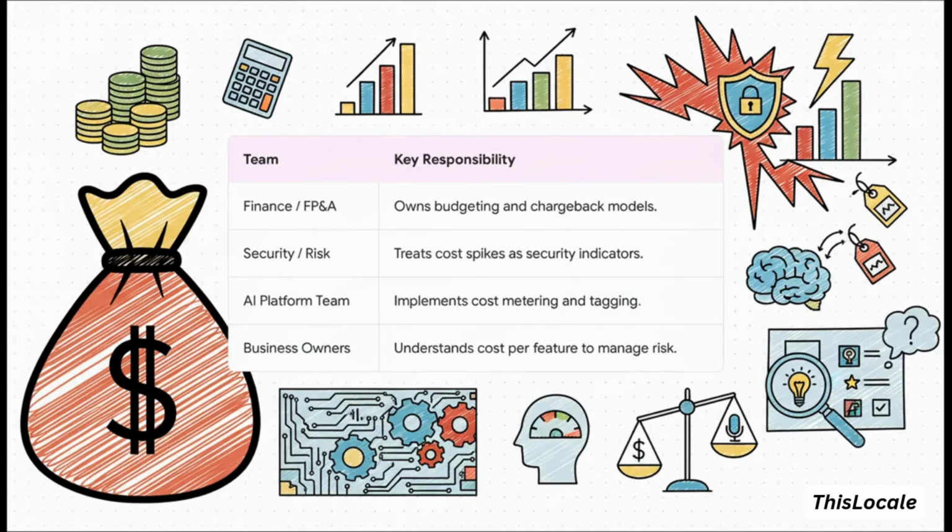So here we are again. It is a collaborative effort. Sure, finance owns the budget, but the security and risk teams have to learn to see these cost spikes as potential incidents. The AI platform team is the one that has to implement all the tagging and metering to track these costs in the first place, and business owners need this data to really understand the risk profile of every AI feature they decide to build.